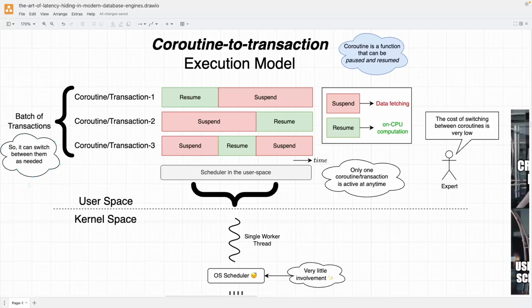I'm audible. Yep, go ahead. Maybe a lame question. Sure. But why didn't the author choose the OS scheduler, rather than depend on the user space, not the kernel space?